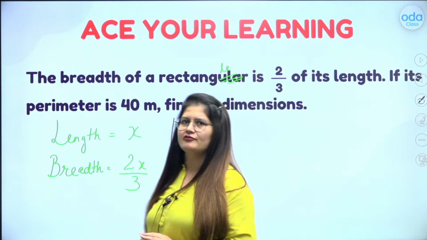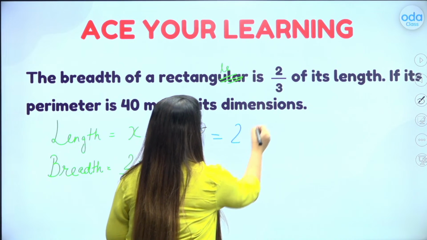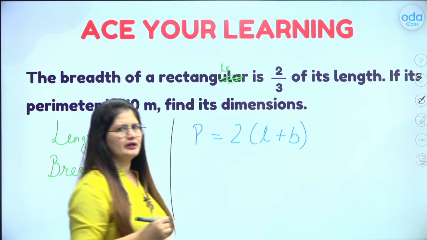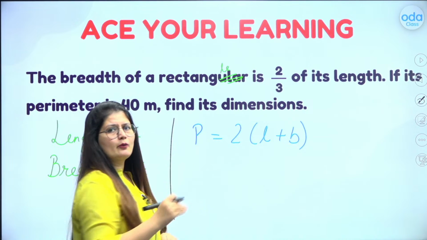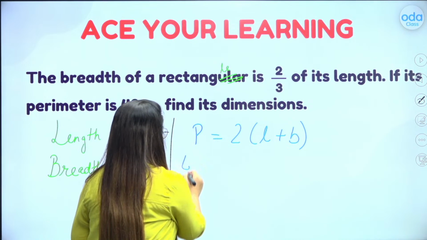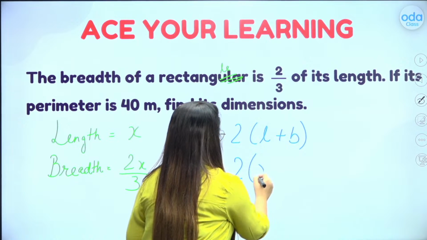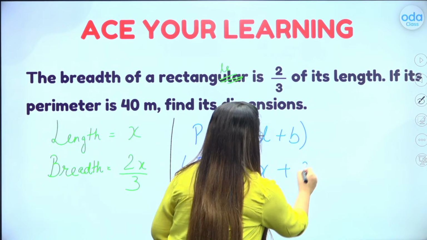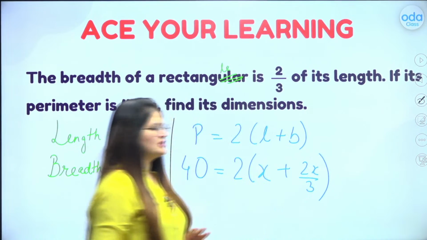So let's write the formula for finding the perimeter first. Perimeter is equal to twice of length plus breadth. Can we now substitute the value of length and breadth here? We are given in the question that the perimeter of the rectangle is 40. So we can put 40 here, is equal to twice of what is the length? Length is x, and what is the breadth? Breadth is 2/3x or 2x/3. So this is the equation that we have got.